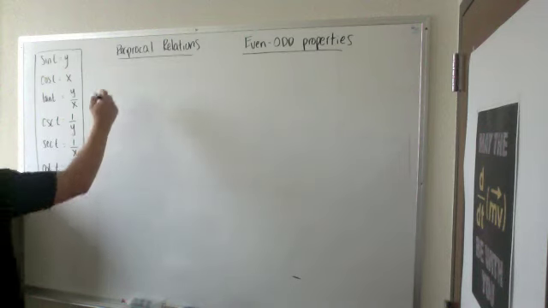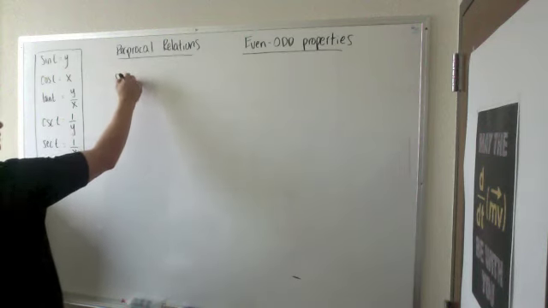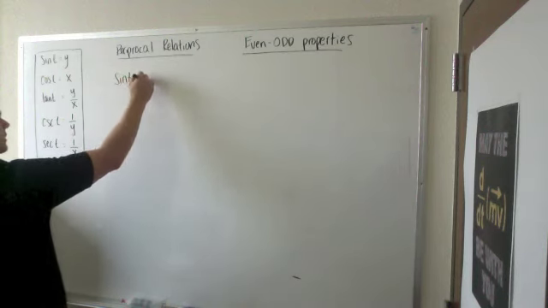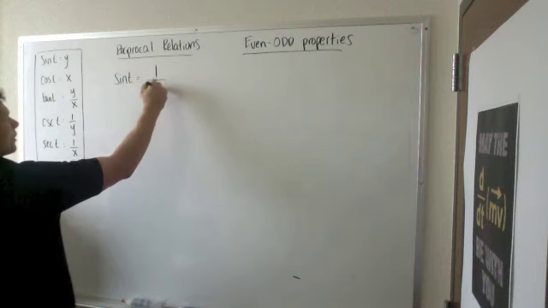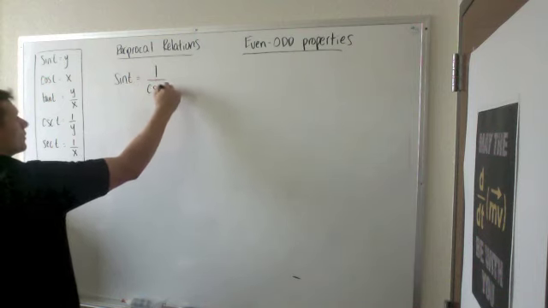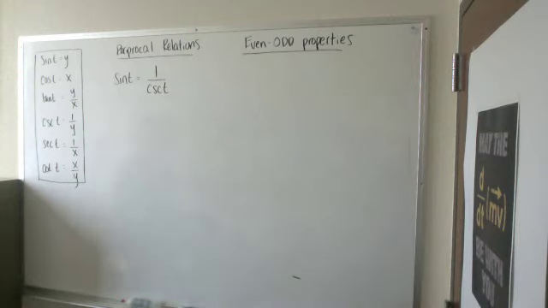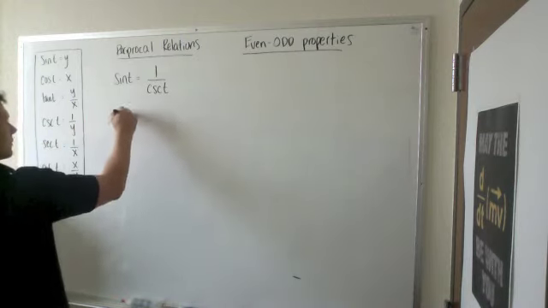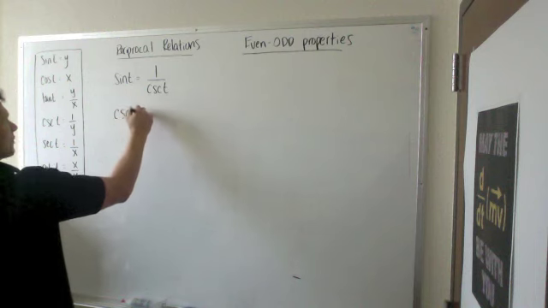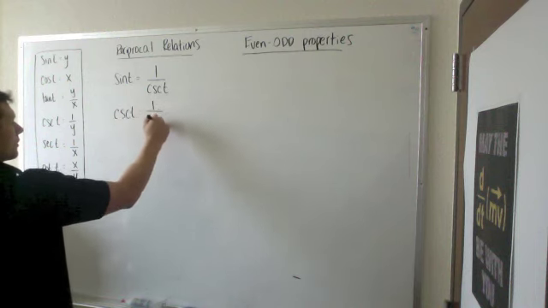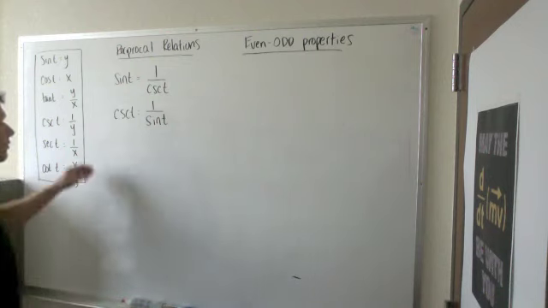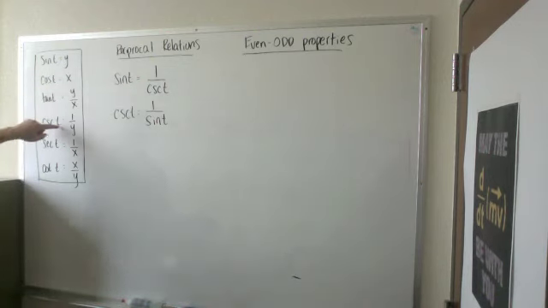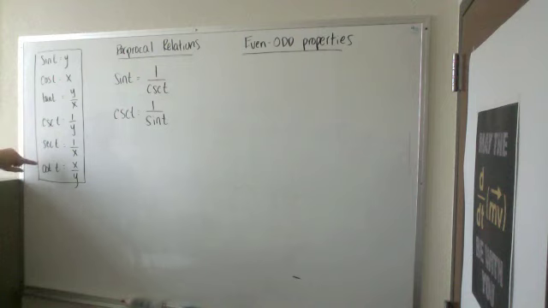Therefore, we can say sine of t is equal to 1 over cosecant t. Or vice versa, cosecant t equals 1 over sine of t. These are reciprocal relations. Now we can do the same things for cosine and secant, and cosecant to cotangent.